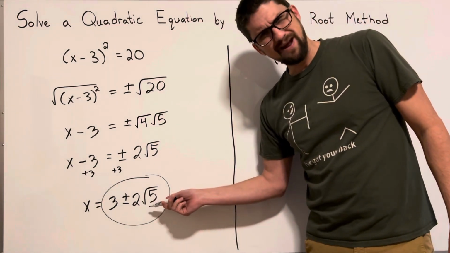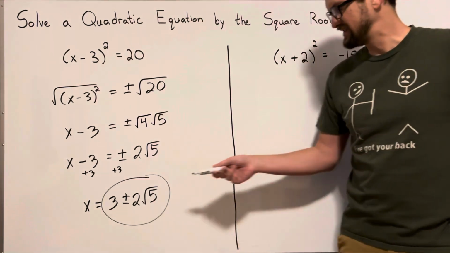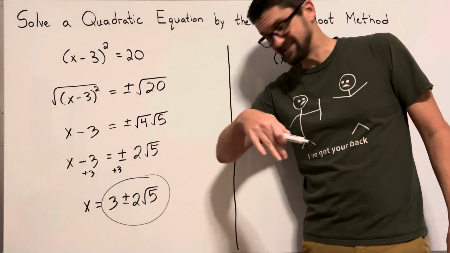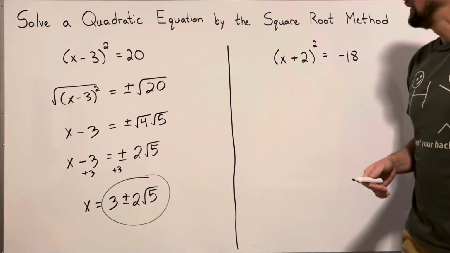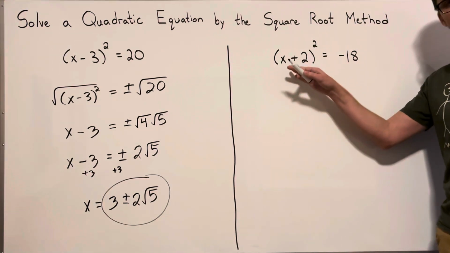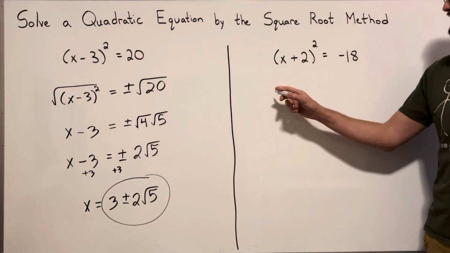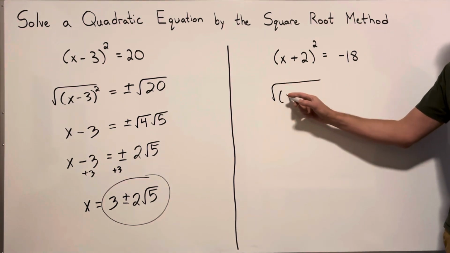Realize that this is two answers that can be broken up. One answer is 3 minus 2 square root of 5, and the other answer is 3 plus 2 square root of 5. All right, let's look at this one. This one's set up the same way. I got one side squared, the other side is a number. I'm going to square root both sides again.